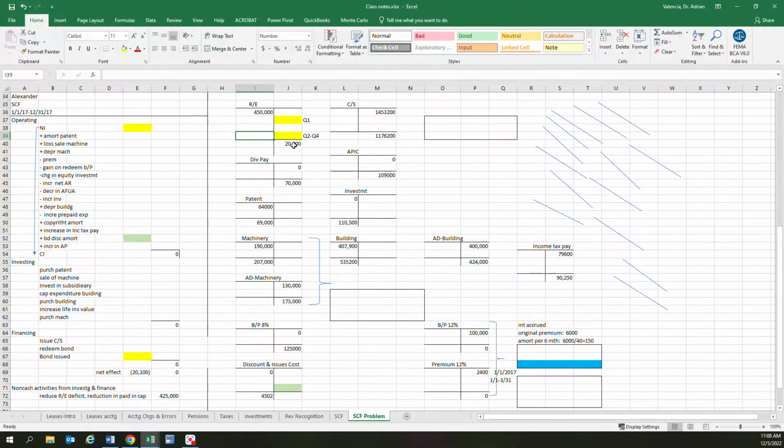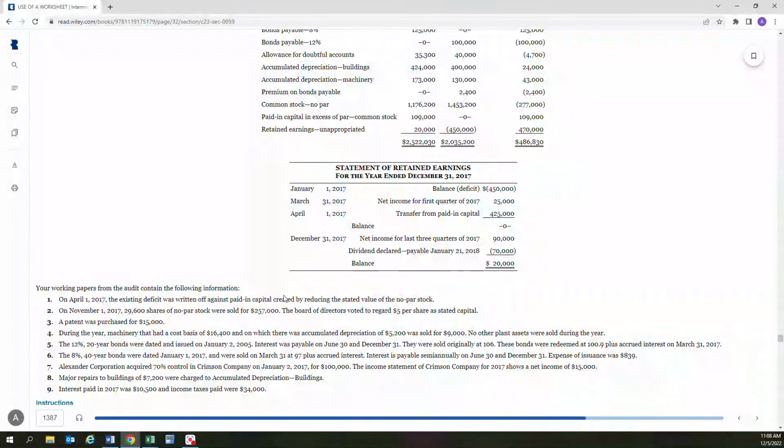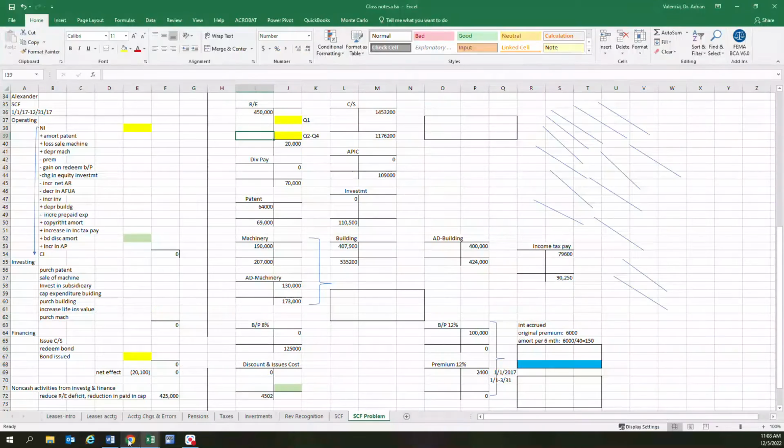So we know that based on the information given right here, on April 1st, 2017, it says they transferred from paid-in capital. In other words, they were trying to get rid of this negative balance. So they went in here and put 425,000. So we'll have a 425,000 here as a credit, and that's going to come out of common stock, so you're going to have a debit right here. So your paid-in capital accounts have been reduced to reflect that.